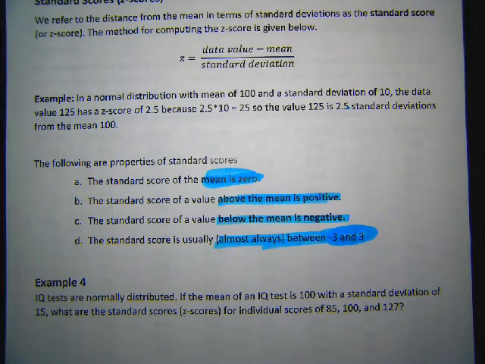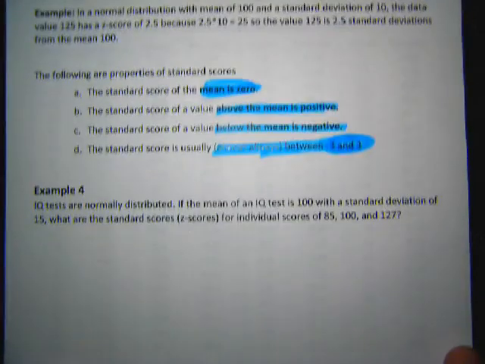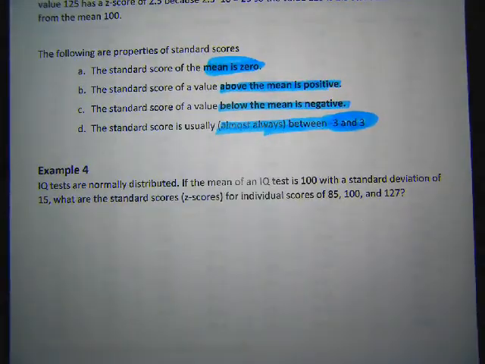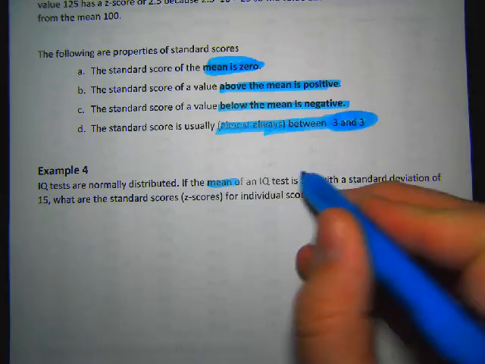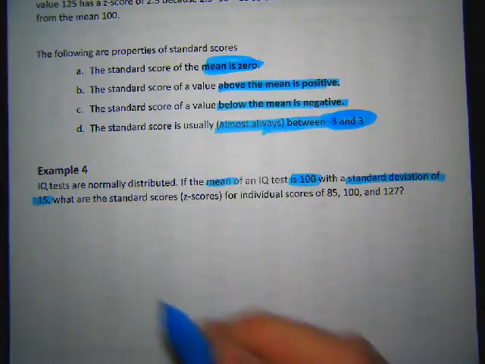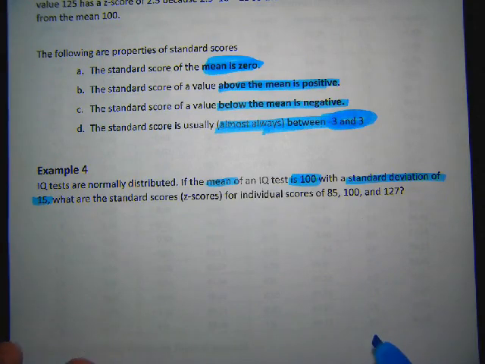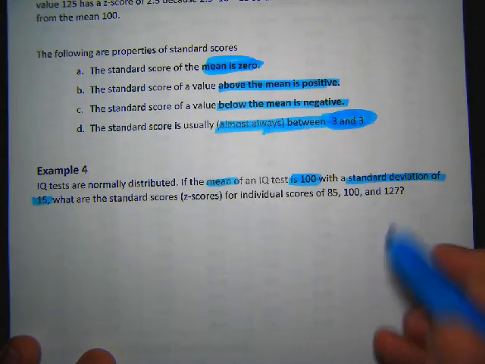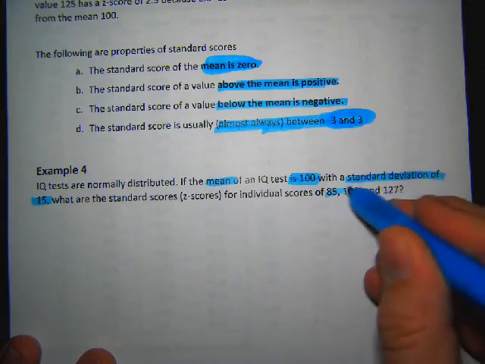That's usually within those values. They can be positive, they can be negative, depending on whether they're above or below average. They should be less than 3 or not as far as -3. Let's do another example. The mean is 100, so that's our average. Standard deviation is 15 this time. I changed it up. We're going to find the z-scores for 85, 100, and 127.